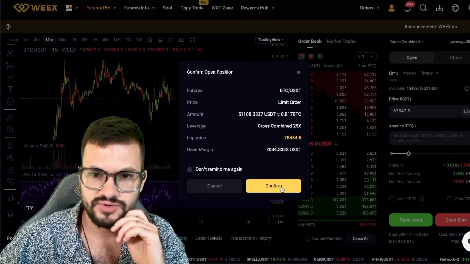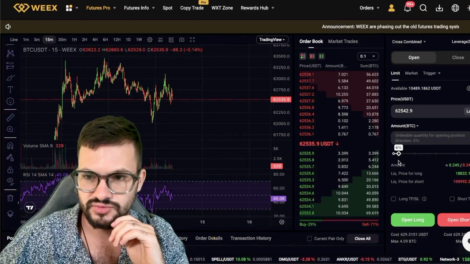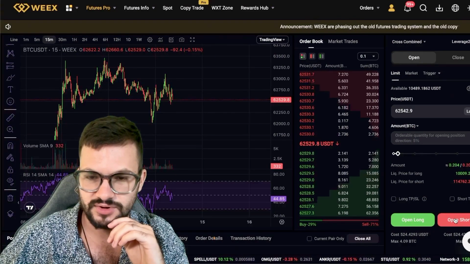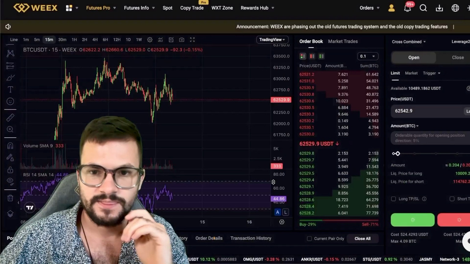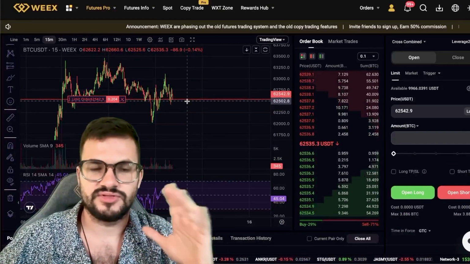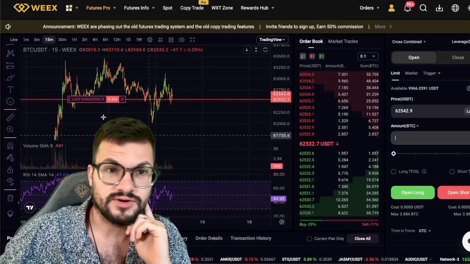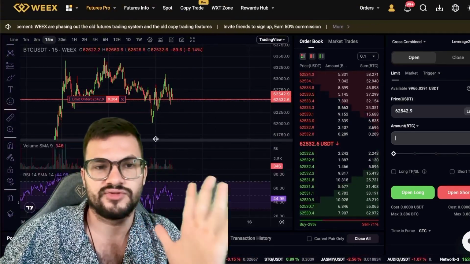How much margin are we using? This is actually a little bit too much margin, so I will use only this margin, around $500. So let's see, the order hasn't triggered yet, the price moved a little bit. I'm still going to wait for my limit order. But for now, we are going to take a look at how you can take advantage of this strategy.